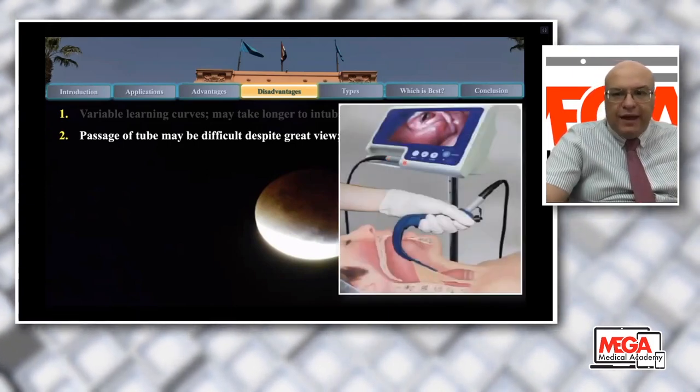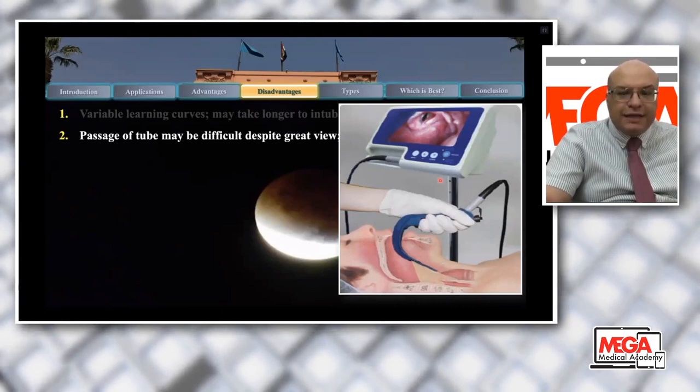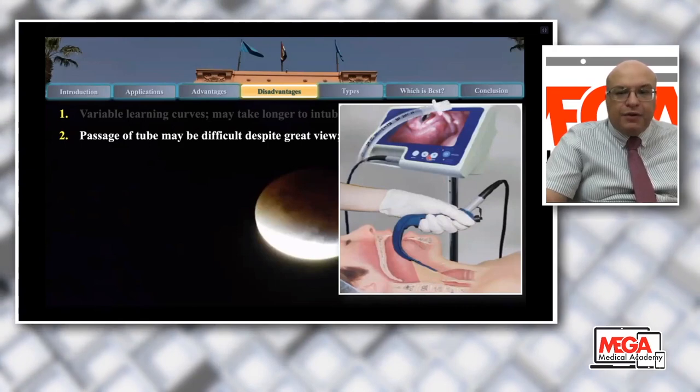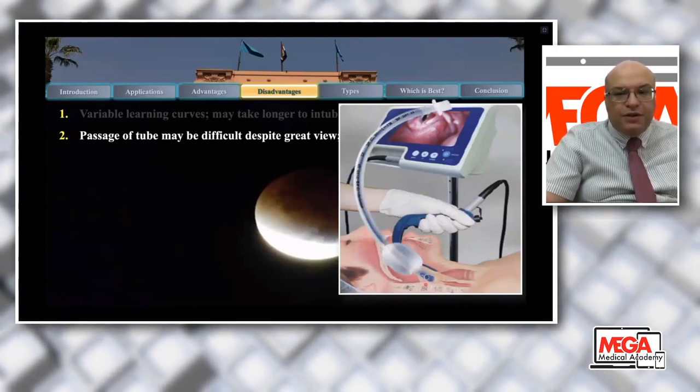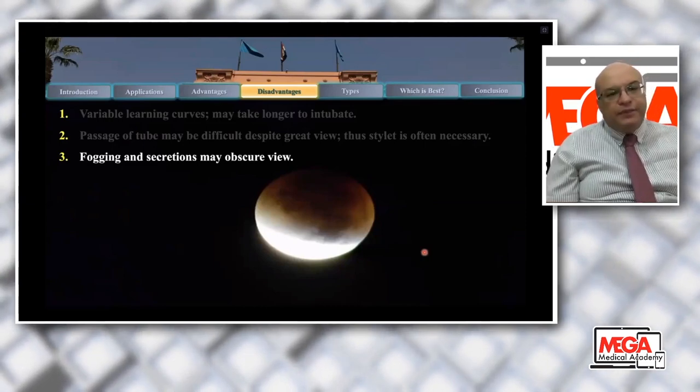As you can see here, we have a good view. We are sacrificing an excellent view of the glottis. We keep the tip of the glidescope away from the glottis, because otherwise the tube goes directly to the esophagus rather than to the glottis.